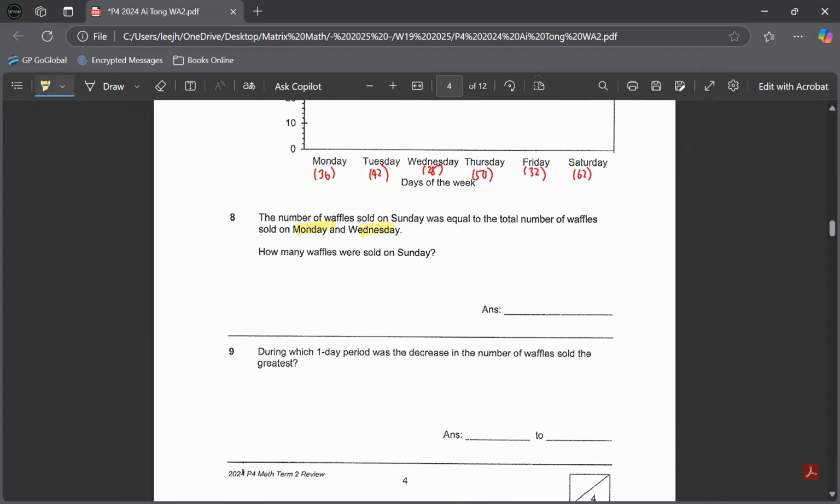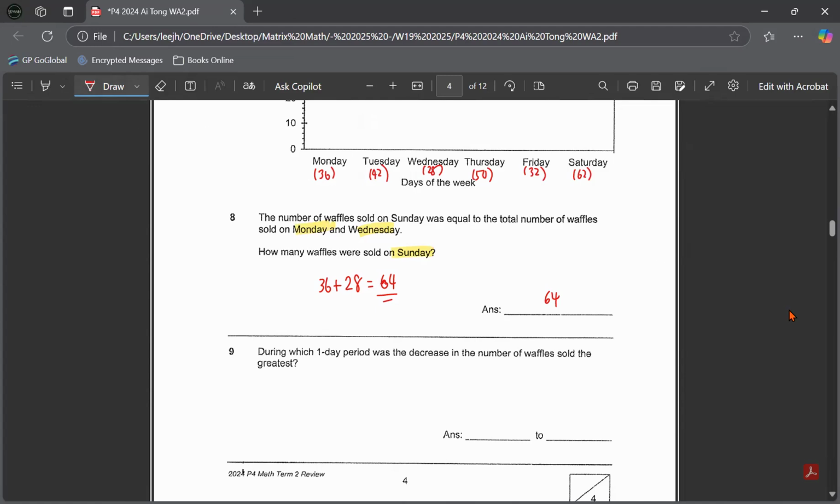So how many waffles were sold on Sunday? We need to find out by adding. The number of waffles sold on Sunday is the total of Monday and Wednesday. Monday is 36, Wednesday is 28. So we take 36 plus 28. Your answer will be 64. Okay. Question 9. Which one-day period was the decrease in the number of waffles sold the greatest?